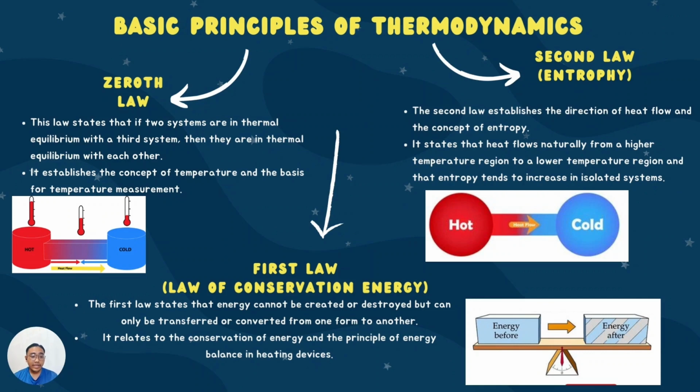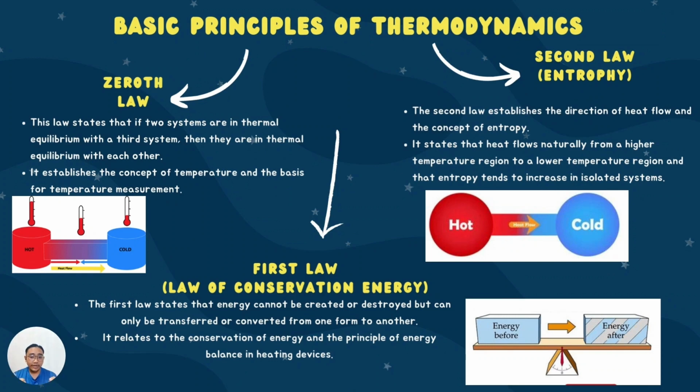Then the first law, also known as the law of conservation of energy. This law states that energy cannot be created or destroyed, but can only be transferred or converted from one form to another form, like heat to electricity and so on. So this relates to conservation of energy and the principle of energy balance in heating devices.